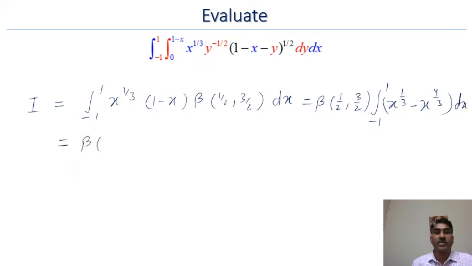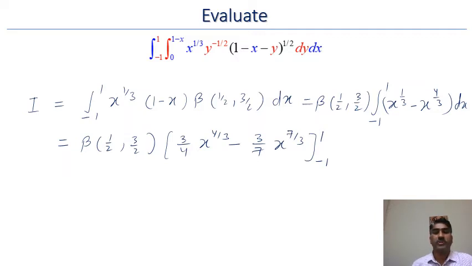So this is our integral, and you can integrate it very easily. So we have beta 1 by 2, 3 by 2, and the integral becomes 3 by 4 x to the power 4 by 3 minus 3 by 7 x to the power 7 by 3, and the limit applies from minus 1 to 1. Now you can put these limits. So before putting these limits, let me evaluate beta for you.